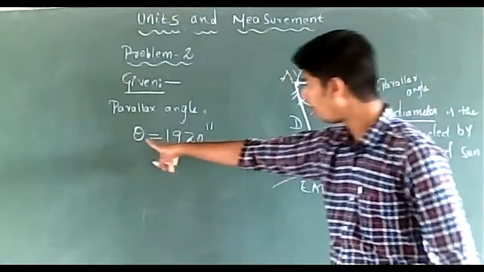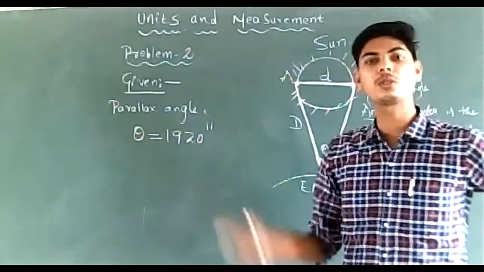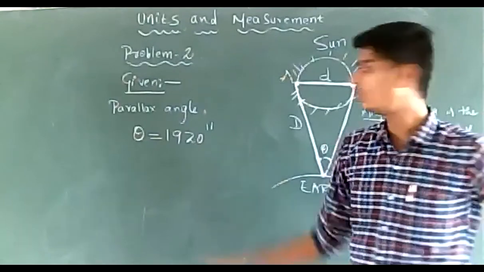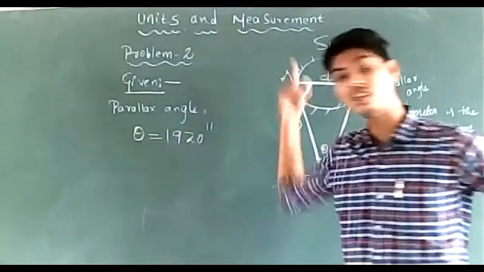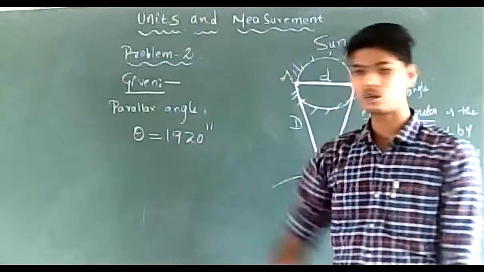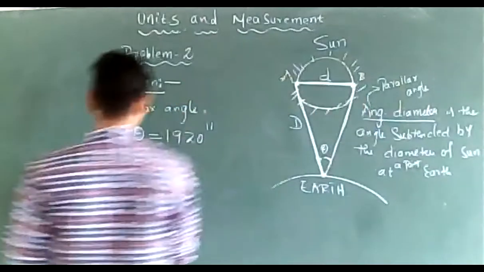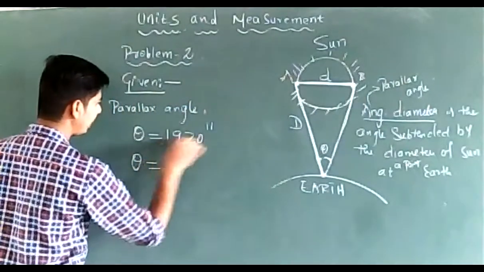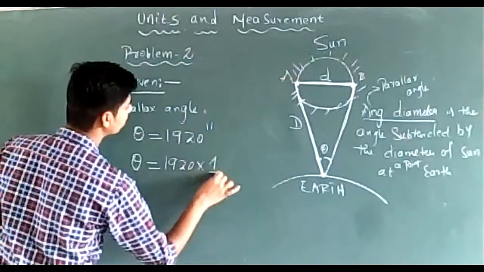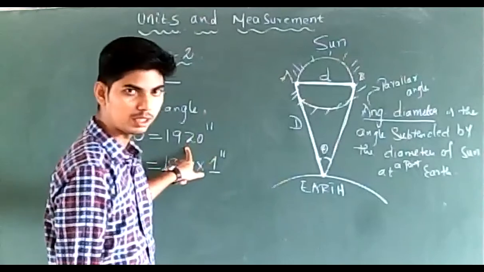Here we are given the parallax angle in seconds, and we must express it in radians. Do we know how to express this angle in radian? It is simple. Theta is equal to 1920 seconds, which we write as 1920 into 1 second.